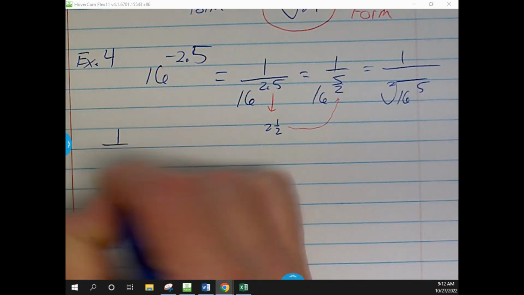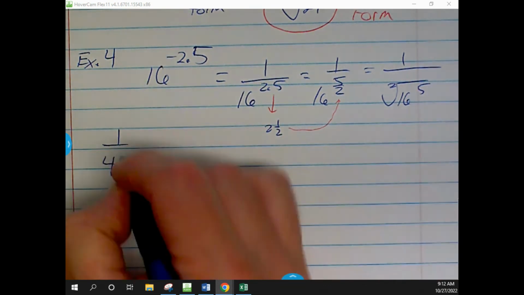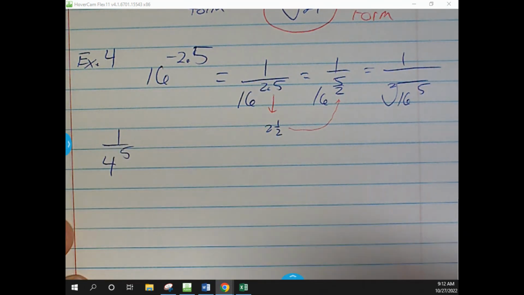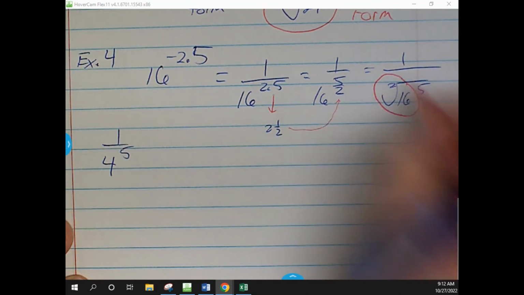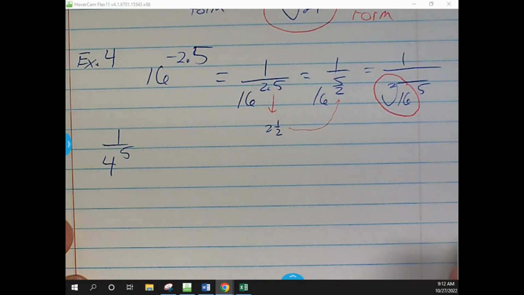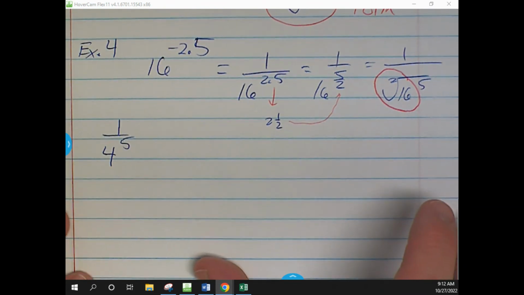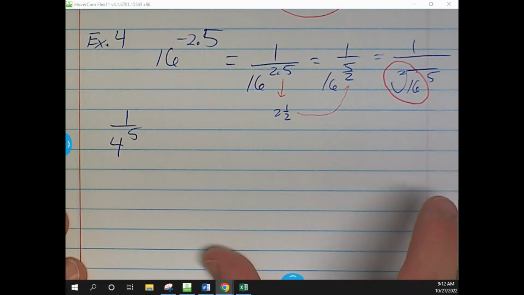So that's going to be 1 over 4. And then I can bring in my 5th power that's there. So I'm going to do this part first because I can do that part and make sense of it. I cannot do 16 to the 5th in my head. It's just not there. But I can do square root of 16 in my head.